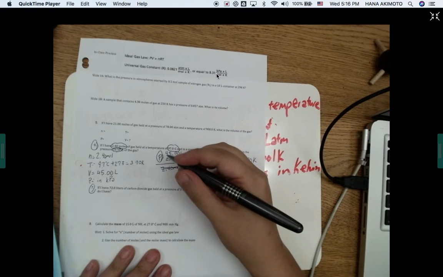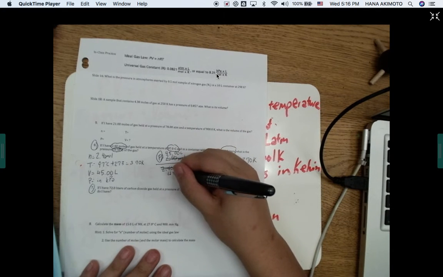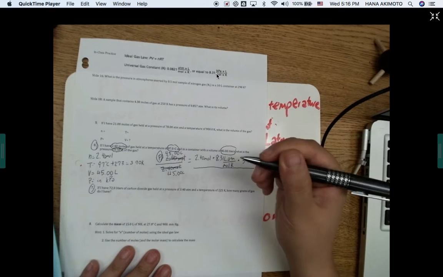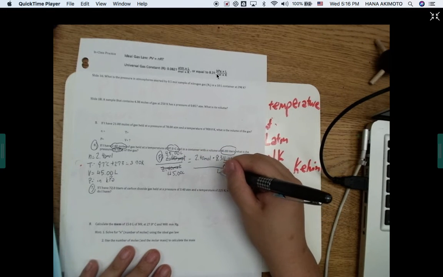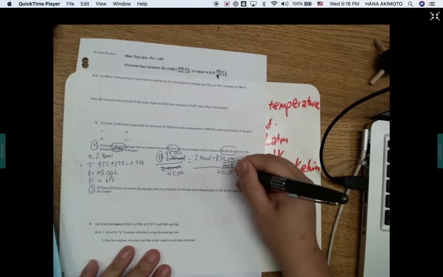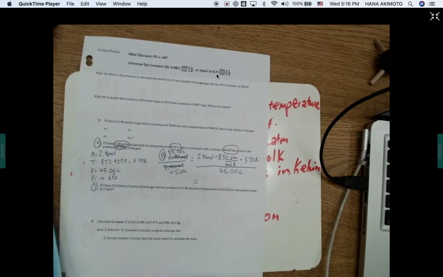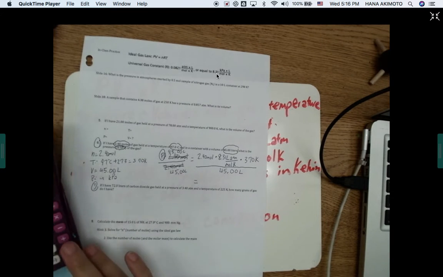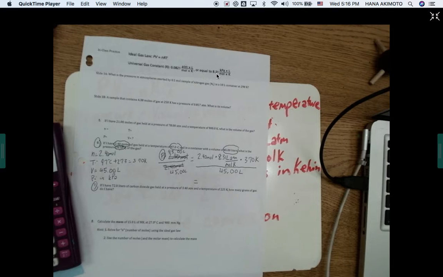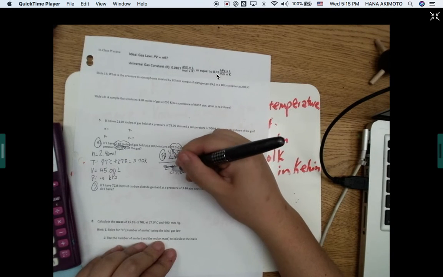So that should be 45.00 liters. So I'm going to divide by 45.00 liters. That is my fault. You know, once you teach, you are tired at the end of the day, so you just make mistakes. But you should know how to plug into equations. Okay, so these cancel out.